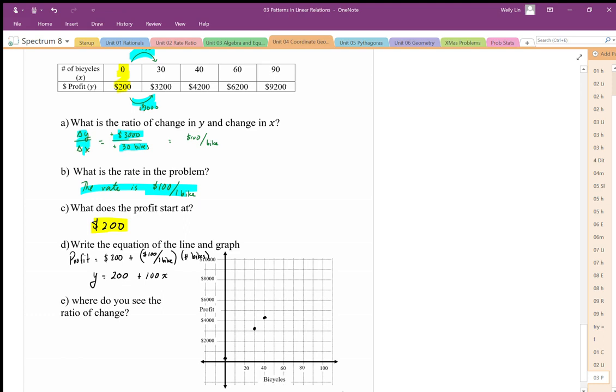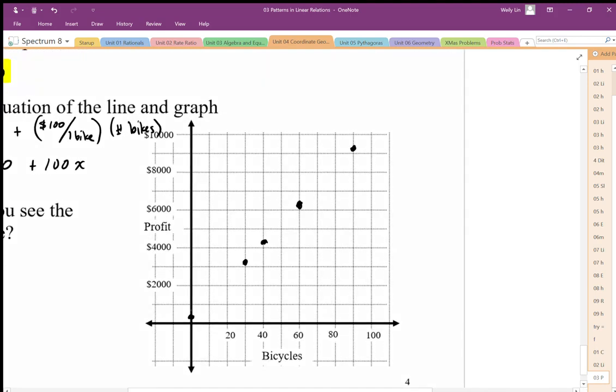It's establishing a straight line pattern. 60 is going to be 6,200. 90 is going to be 9,200, so it looks like it's about there. The points do line up. They look like they're lining up in a straight line. They're starting at $200 and it's going up at a constant rate. Again, the constant rate represents my ratio of change.